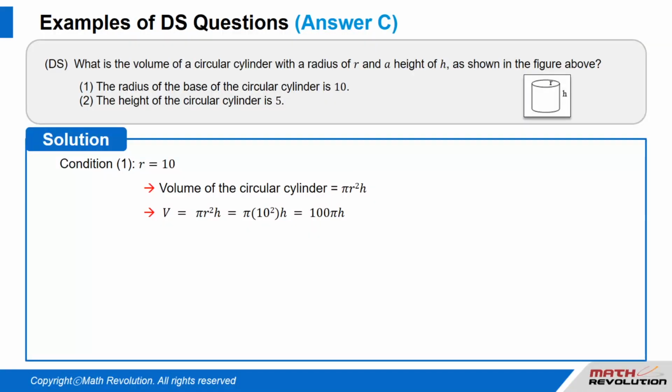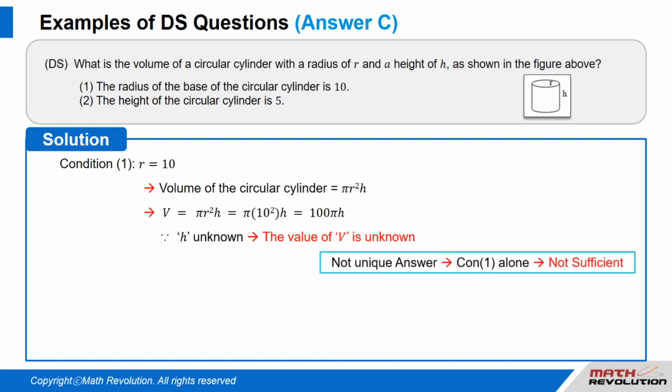Solution. Condition 1 tells us that r equals 10. The volume, V, of the circular cylinder is pi times r squared times h. That is, V equals pi times r squared times h equals pi times 10 squared times h equals 100 times pi times h. Since we do not know the value of h, we cannot uniquely determine the value of V. So this condition is not sufficient.